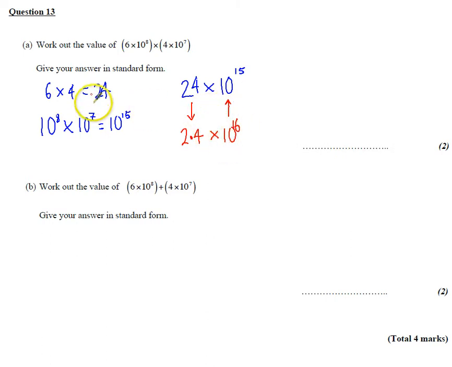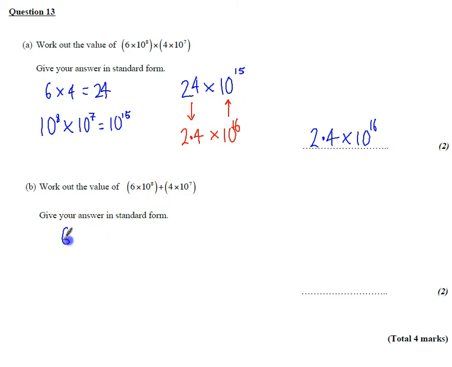So I've just done the simple multiplication, checked it's in standard form and done a modification of it. So I divided this one by 10 and multiplied this one by 10, so you get 2.4 times 10 to the power of 16. Adding and subtracting isn't any more difficult. It's a slightly different method you can use. There's a couple of different things you can do, but I tend to just write them out.